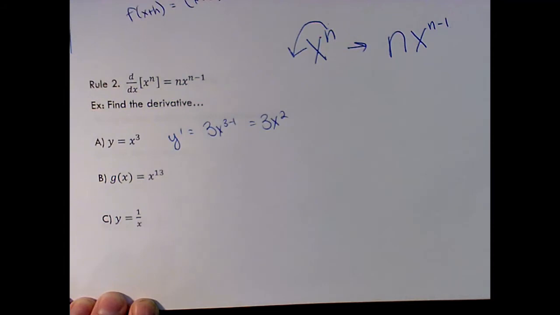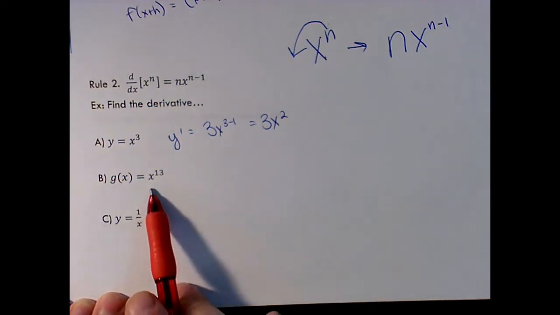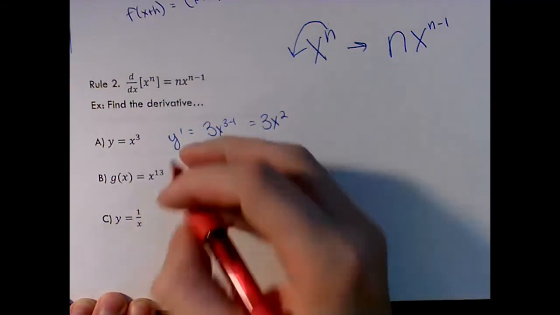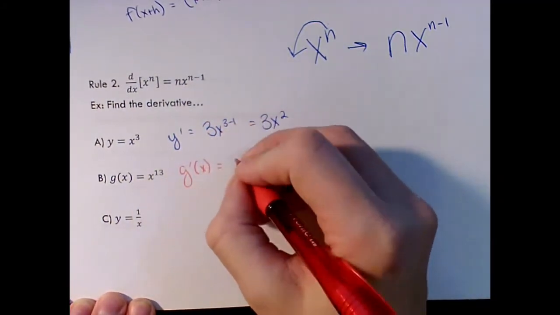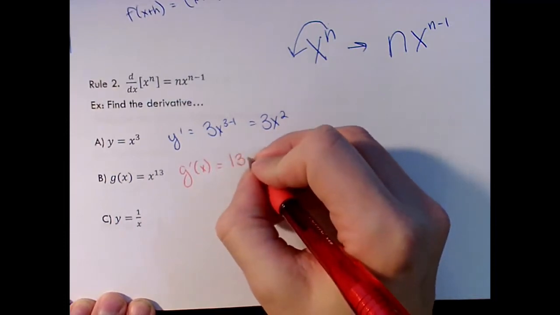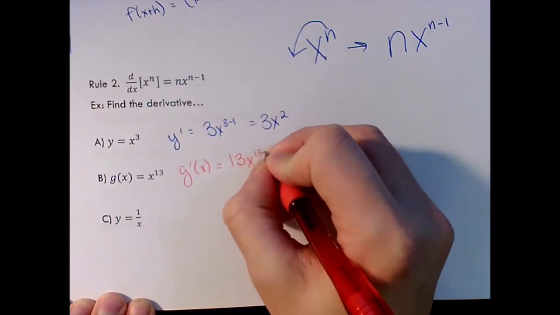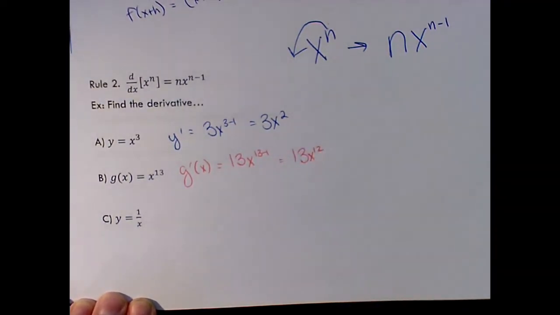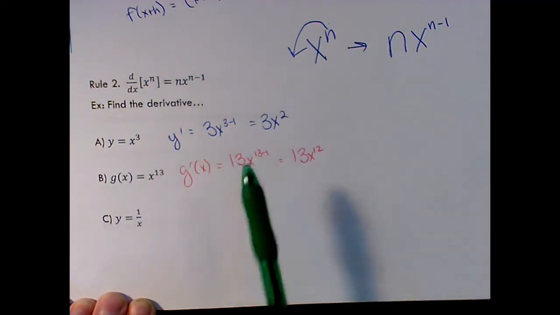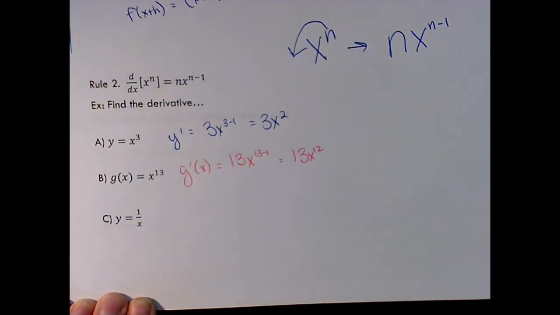So in previous lessons, that problem would have taken about 7 minutes. Now it takes about 7 seconds. This problem would have taken about 7 hours. But now what I do is I say g prime of x equals, bring the 13 out front, keep x, subtract 1 from 13, so 13x to the 12th. And as time goes on, we're just going to skip this step right here. Because why do I have to do 13 minus 1?